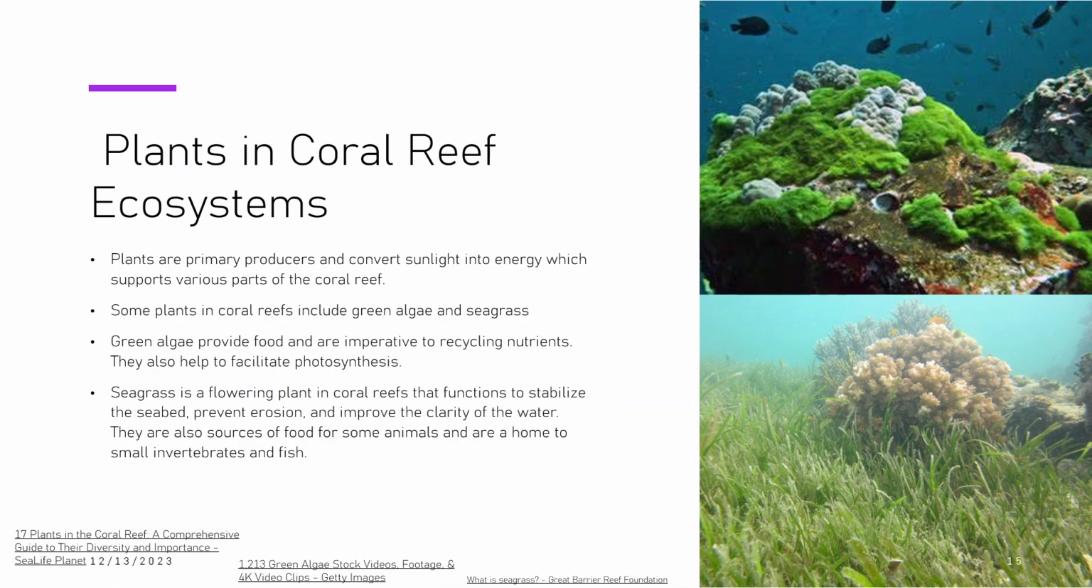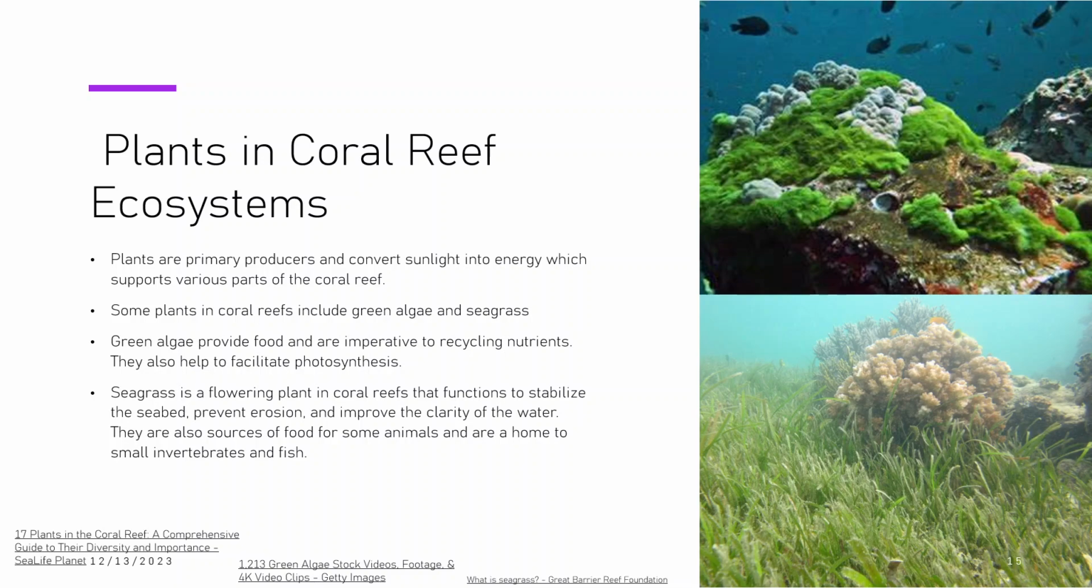Plants in coral reef ecosystems. Plants are primary producers and convert sunlight into energy, which supports various parts of the coral reef. Some plants in coral reefs include green algae and seagrass. Green algae provide food and are imperative to recycling nutrients. They also help to facilitate photosynthesis.